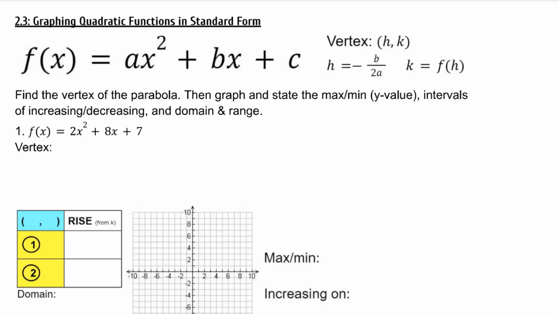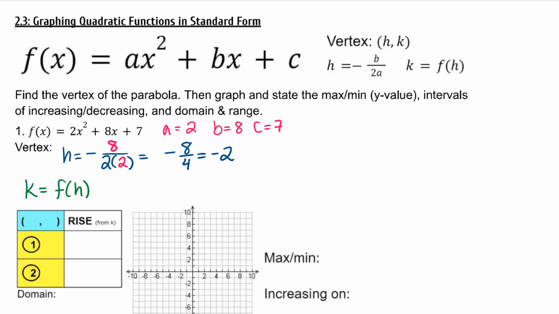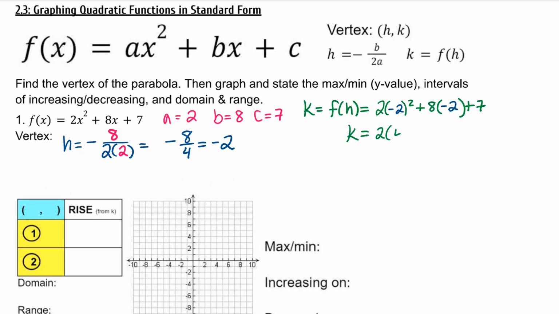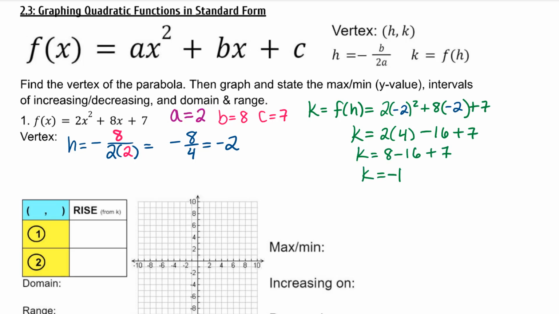First, determine a, b, and c. Now use the formula to solve for the x part of the vertex. So our vertex is (-2, -1).